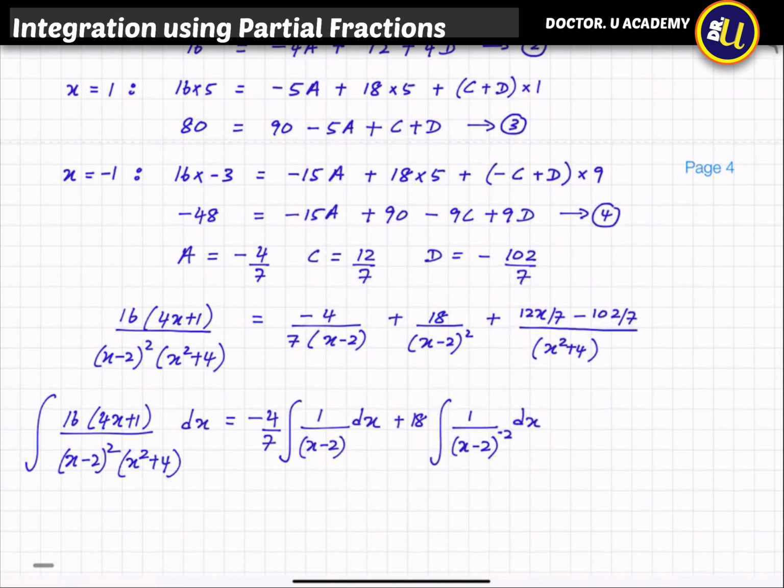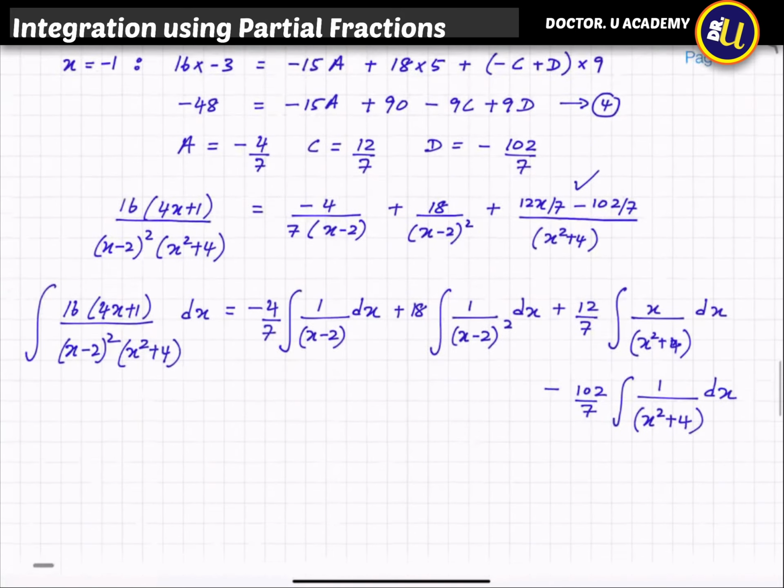Then I will split this third term here. I will take the first term, which is plus 12 divided by 7, I take out, then integration x divided by x squared plus 4 dx. Then I will take minus 102 divided by 7 out, integration 1 divided by x squared plus 4 dx. So now we have to integrate these things.